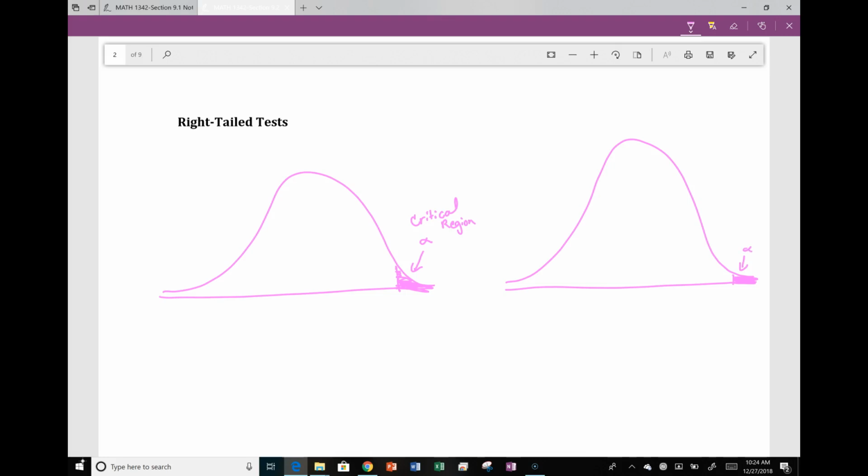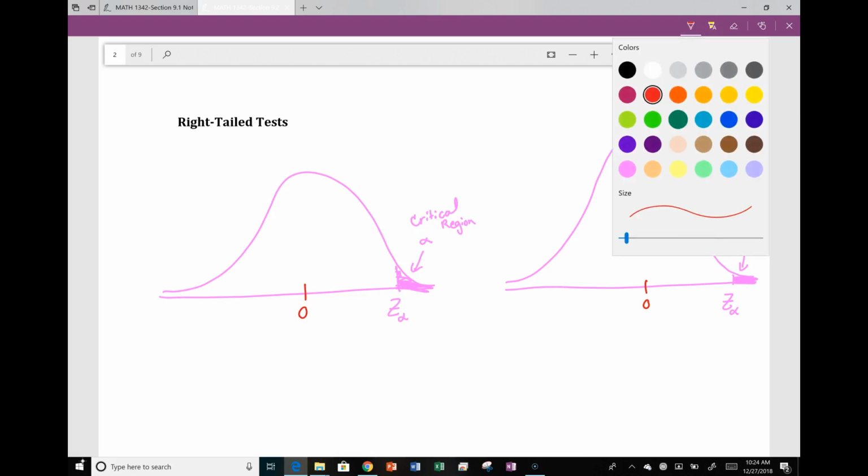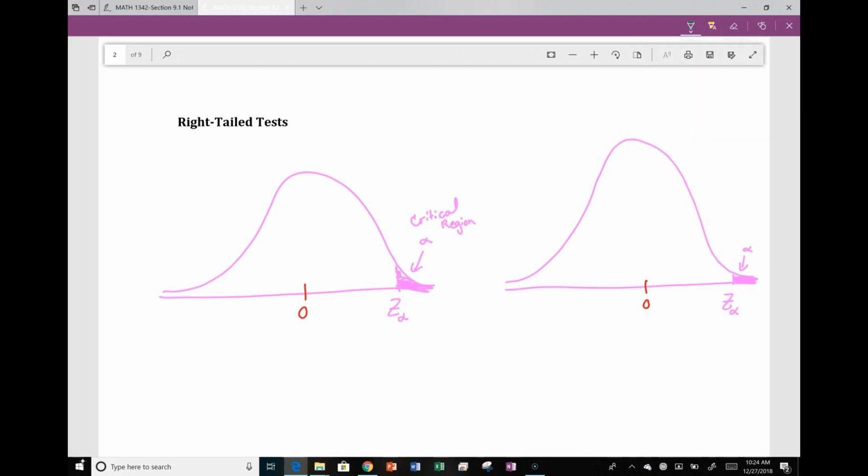So this is our entire alpha. Our z alpha is our critical value. Now on a right-tailed test, our critical value is going to be positive because it's on the right side. Because if you recall, we're talking about z's and 0 is always in the center. Okay? Then we're going to look at our test statistic. If I have zt here, that's my test statistic that I have calculated.